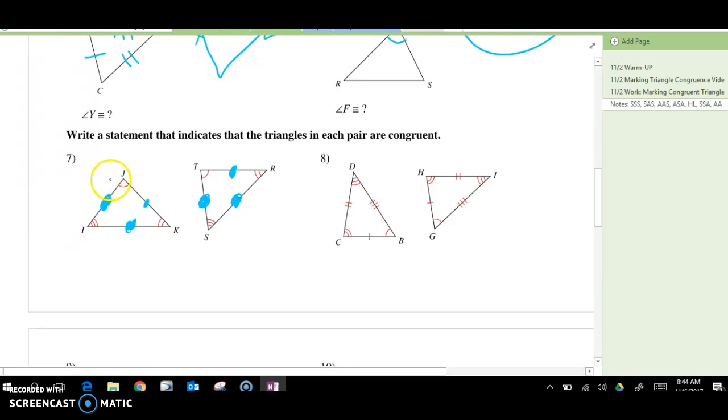J is a side or an angle? An angle. Very good. And J is congruent to T. And then I have R. And that is congruent to K. Good. And then we have S, congruent to I. Now, so this is angle, angle, angle.